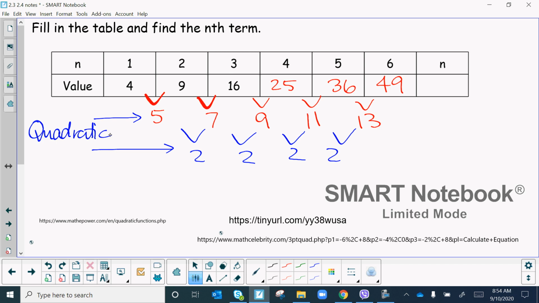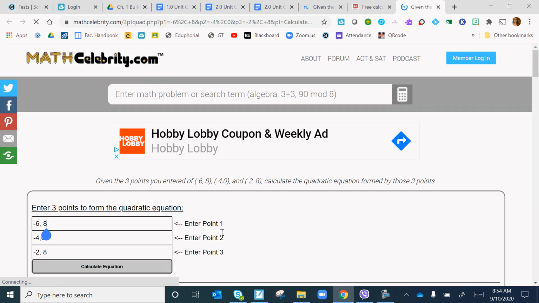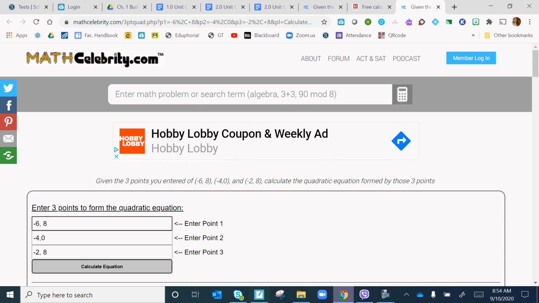Once you figure that out, you can use one of these websites, okay? So first point is (1, 4), (2, 9), (3, 16). So I'm going to remember that. I want to plug it into this calculator here. Okay, so the first one was, I already forgot. Okay, (1, 4), (2, 9). So let me scroll down.